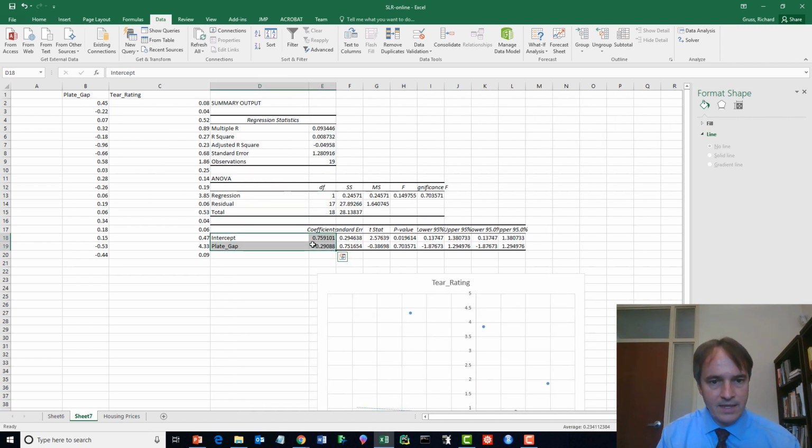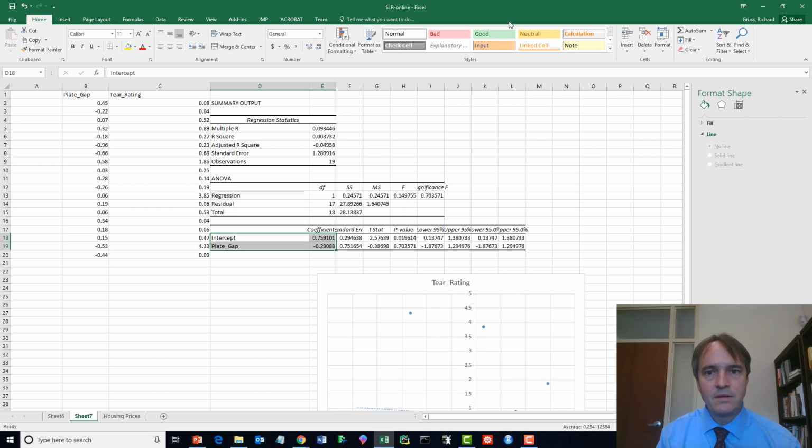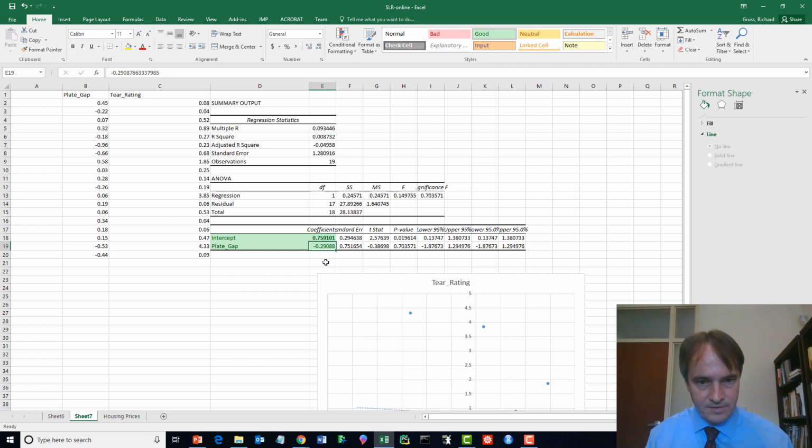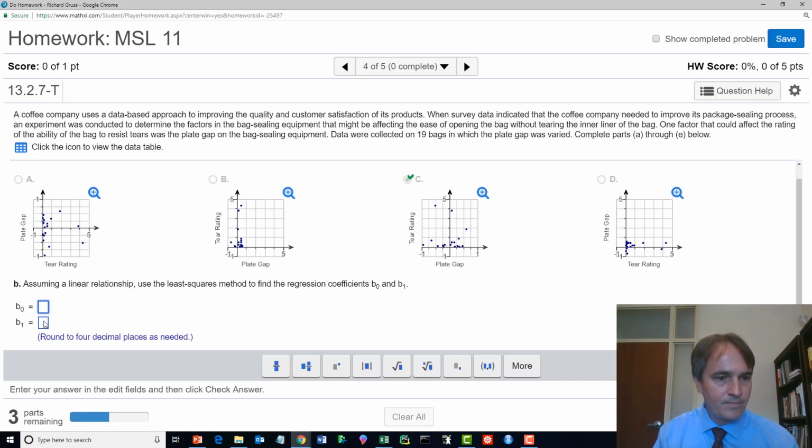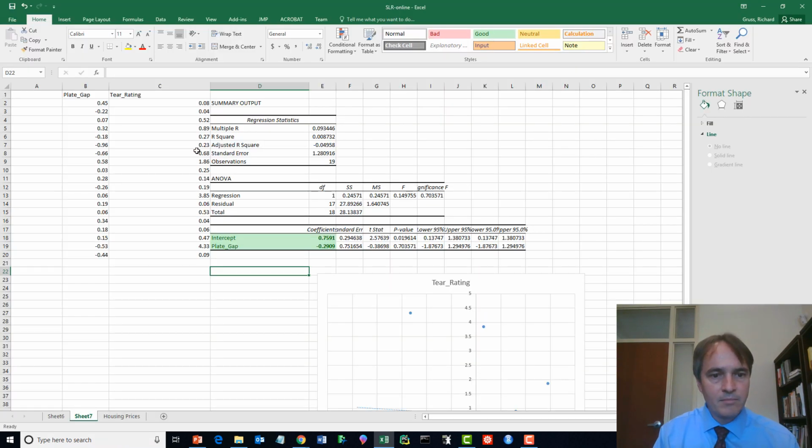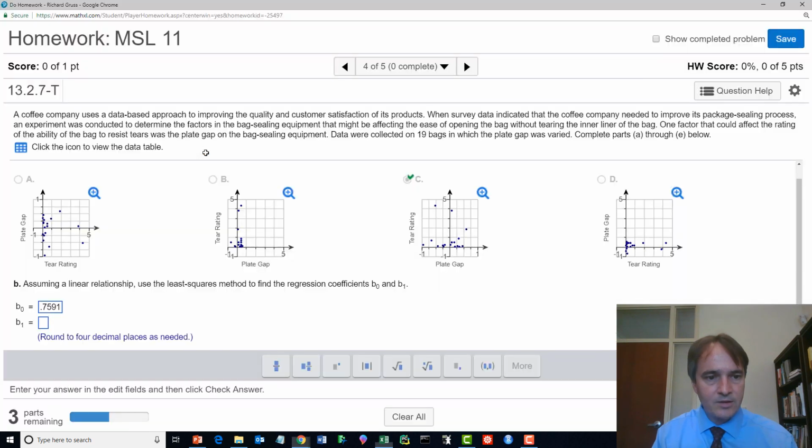Okay, so again, this is what we're interested in. Okay, so this is our intercept, and that's our slope. And so we can round these to 4 decimal places. We'll have Excel do it. So number and 4. Okay, so 0.7591, and beta 1 negative 0.2909. Hope I did that right. Okay.